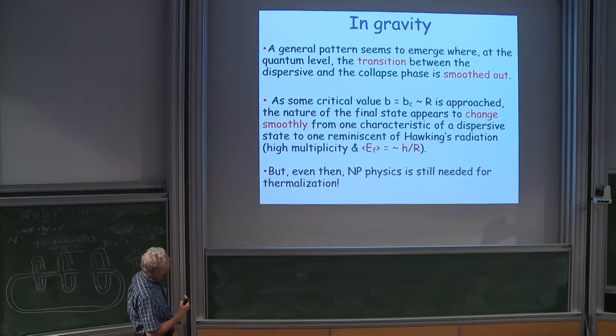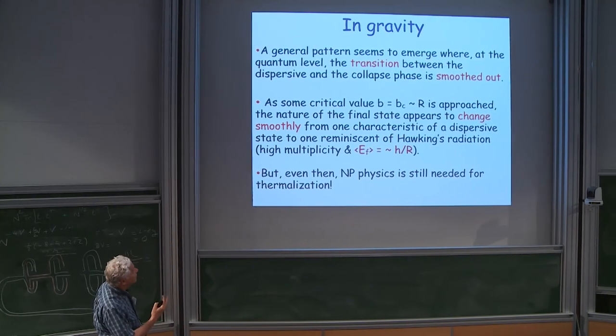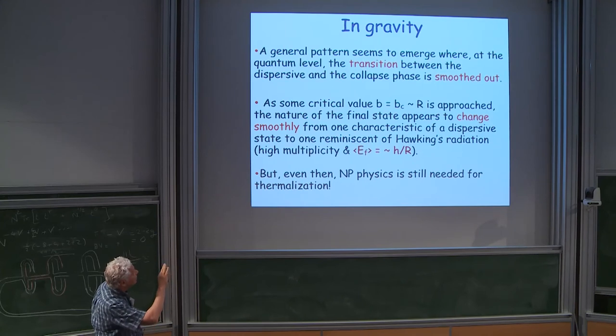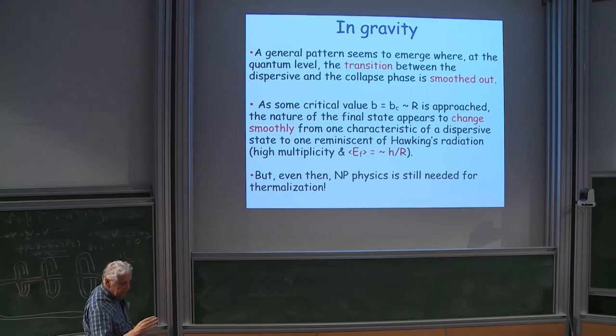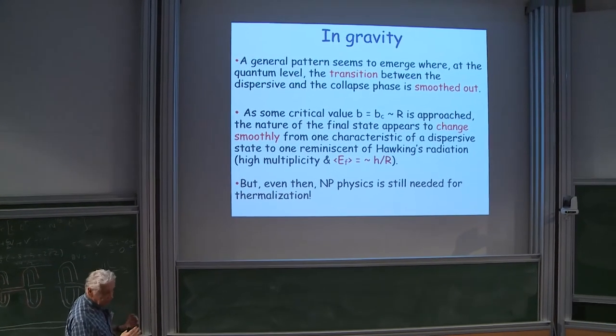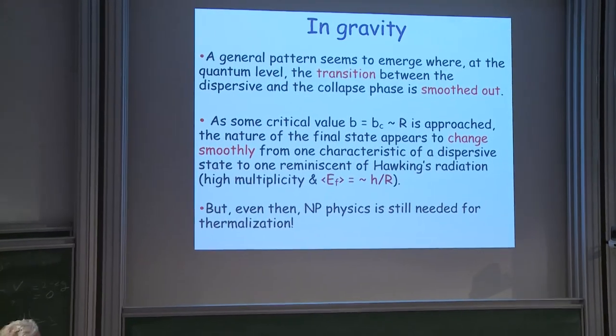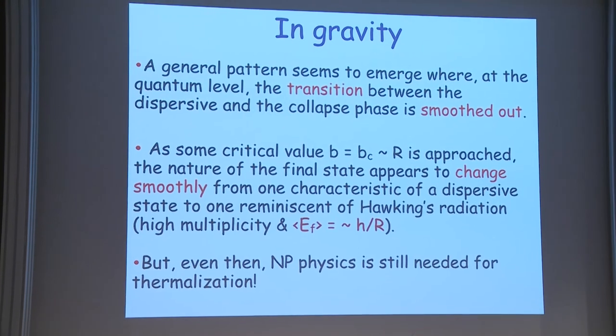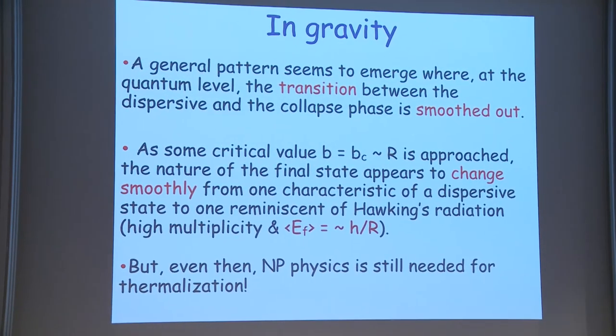Now, in the gravity case, a general pattern seems to emerge where, at the quantum level, the transition between the dispersive and collapsed phases is smoothed out. Classically, you either collapse or you don't collapse. And here, somehow, as you approach the collapse region, it seems that things change only gradually and smoothly.